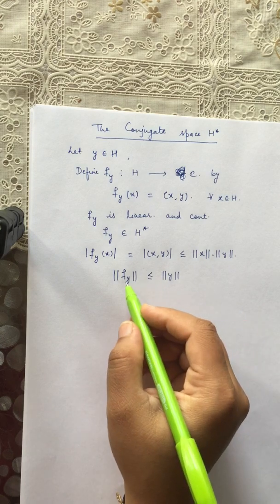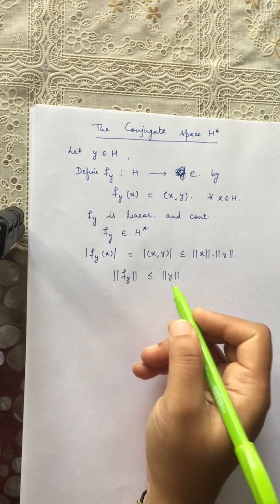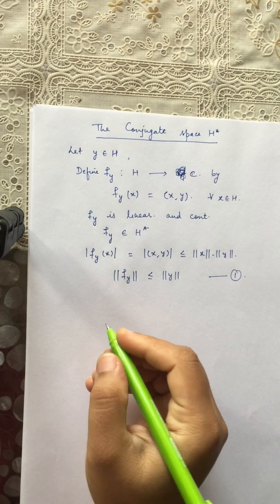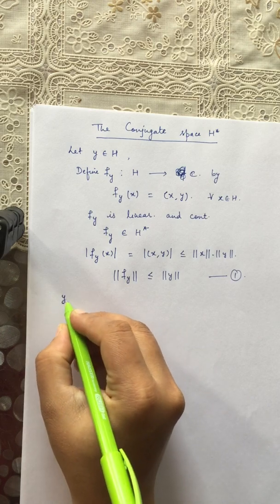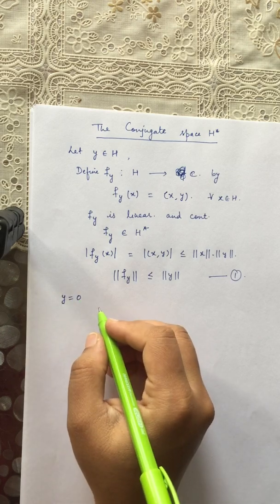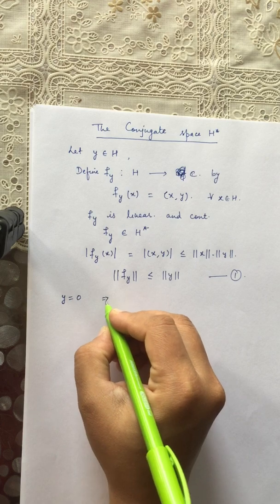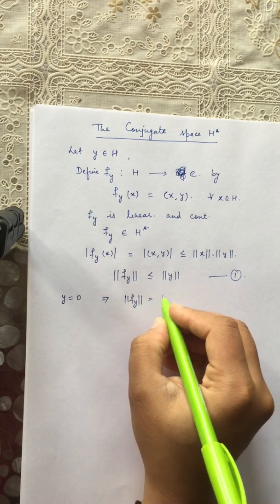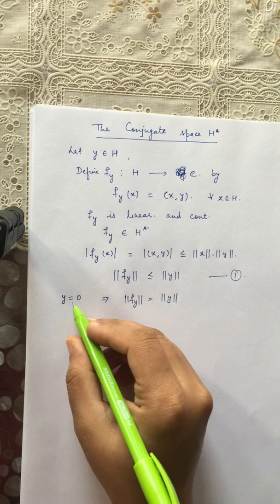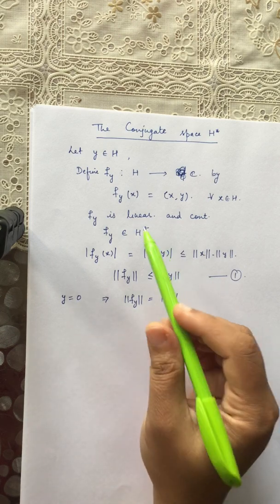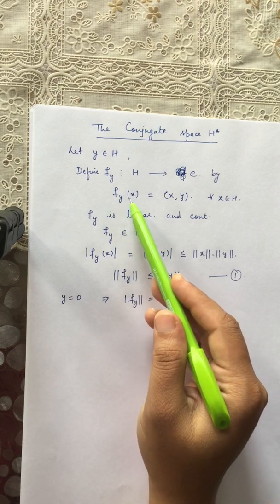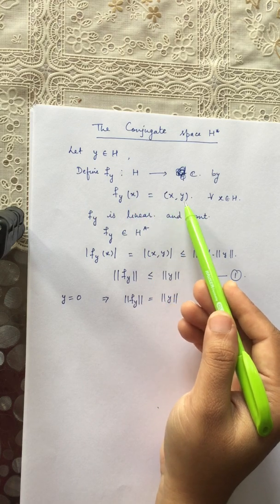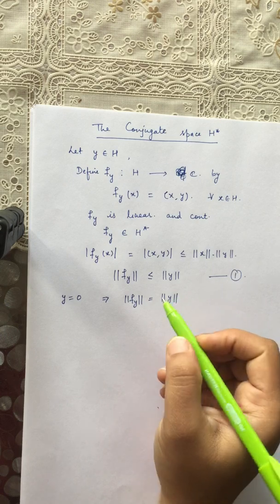Actually we want to prove that these two norms are equal. So let us say this equation is 1. Now if y is equal to 0, then this thing is obvious. Norm of fy is just norm y, because if y is 0, norm y is 0, and fy at any x will be just the inner product of x and 0. So at any x it will be 0, so norm fy is 0.